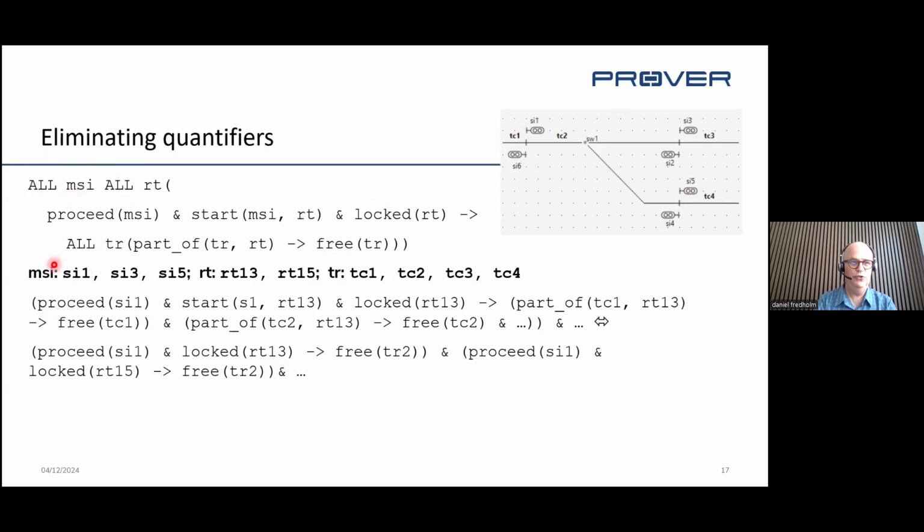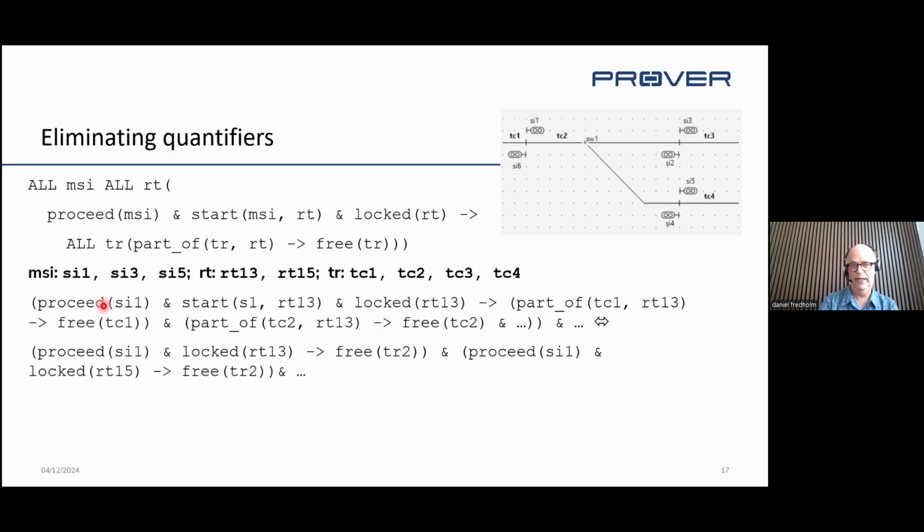So what we would do then to eliminate these two quantifiers and this one is just to use conjunction, since it's all universal quantifiers we have here. So we will have one conjunction for each signal, or rather one conjunction for each combination of signal and route. So we would have, for instance, here proceed SI1, start SI1, RT13, locked, and then we put in all the tracks that I have listed here. So it's if TC1 is part of route 13, then TC1 should be free, and so forth.